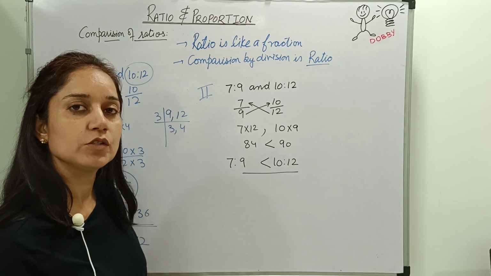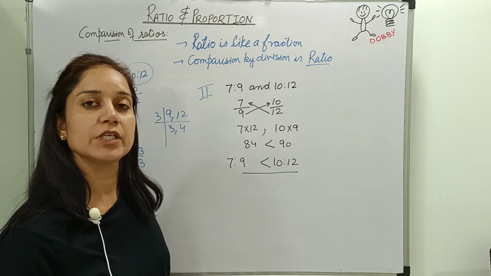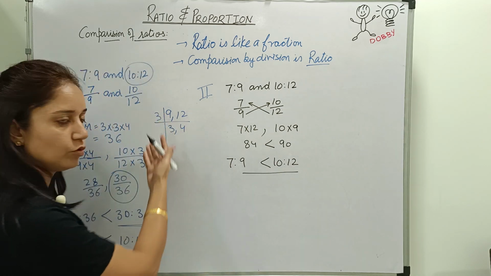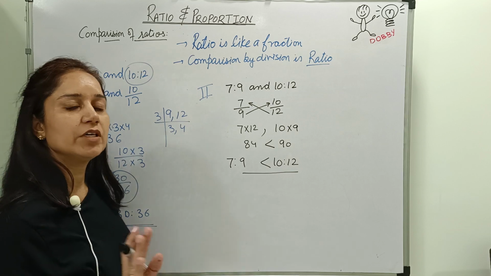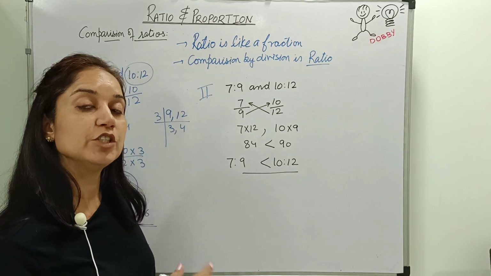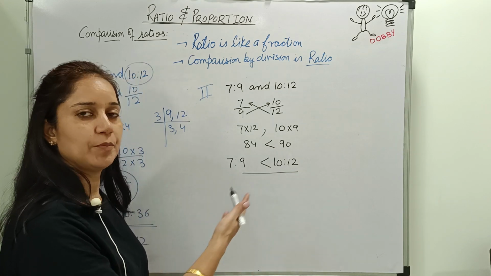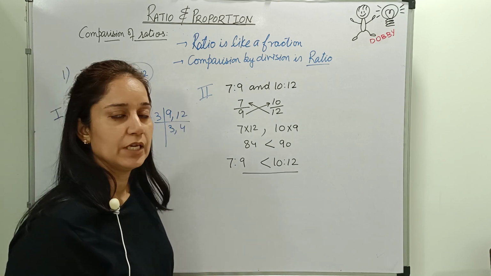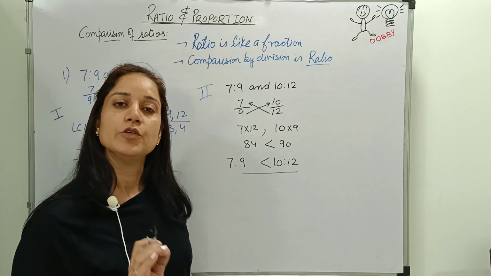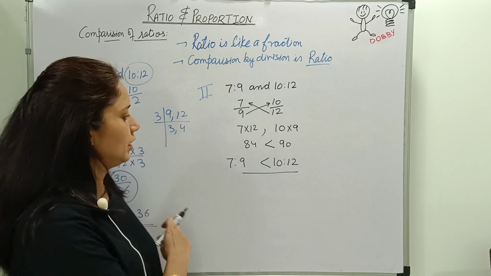If the question asks you to compare the ratios using the LCM method, yes, you have to do the LCM method only. If the question does not specify which method to be used, cross multiplication or the LCM, then it is entirely your choice. You can choose any of the methods and do.